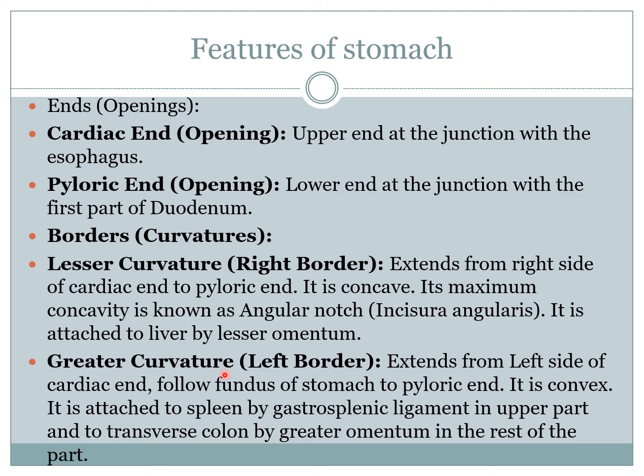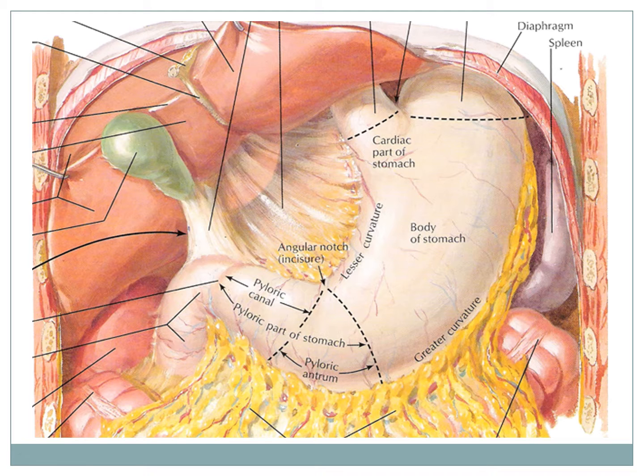Greater curvature, or the left border, extends from the left side of the cardiac end, follows the fundus of the stomach to the pyloric end. It is convex. It is attached to the spleen by the gastrosplenic ligament in the upper part and to the transverse colon by the greater omentum in the rest of the part. So these are the curvatures of the stomach.